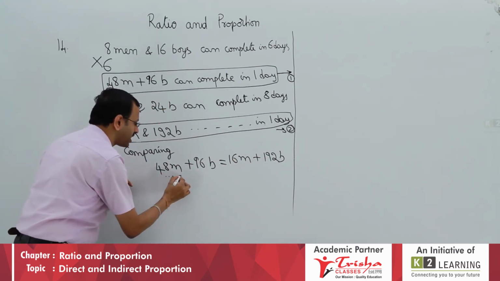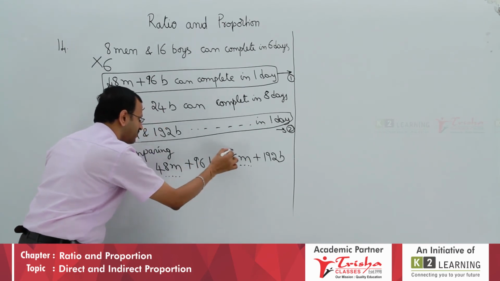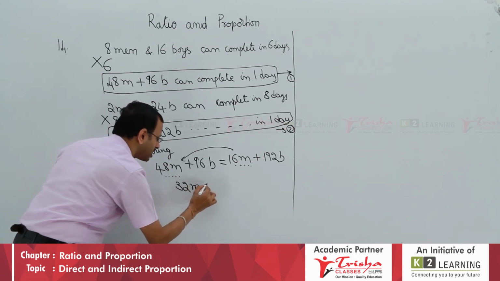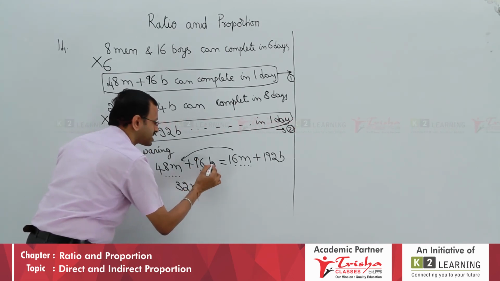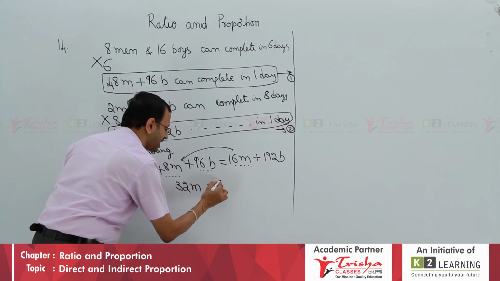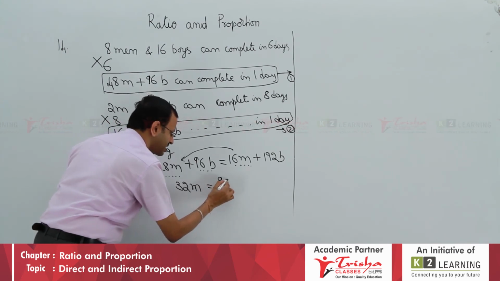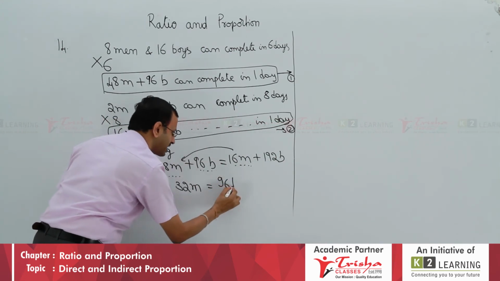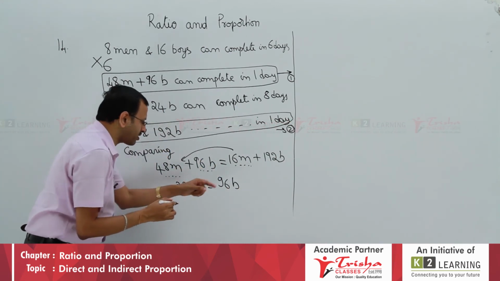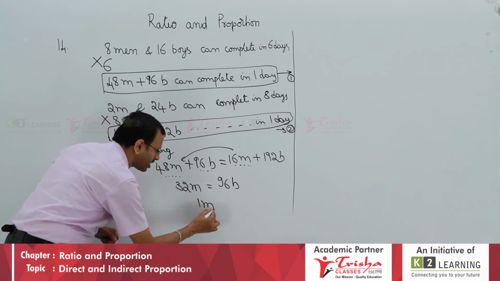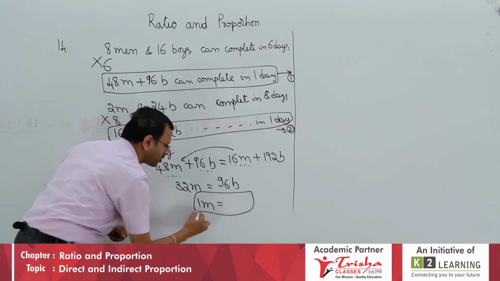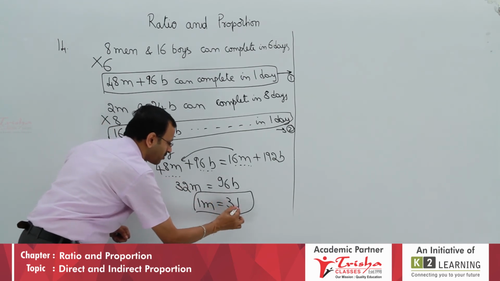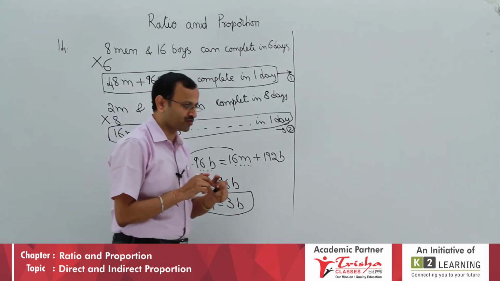It is an arrangement. 48 minus 16, bring this 16 to this side: 32 men is equal to 192 minus 96 on this side, which is 96 boys. So 32 men's work is equal to 96 boys' work. 1 man's work is equal to 96 by 32, which is 3. So 1 man's work is equal to 3 boys' work.